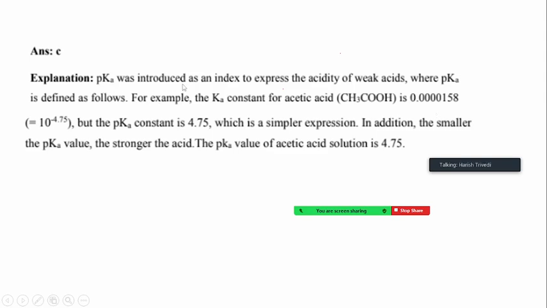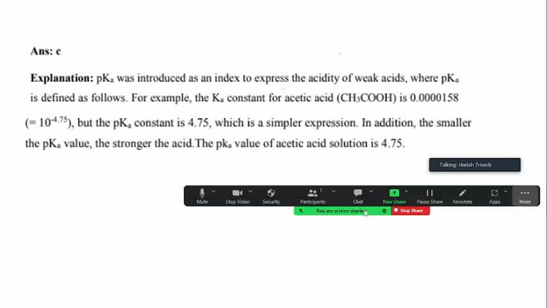So pK was introduced as an index to express acidity of weak acid, where pK is defined as follows. For example, the K constant for acetic acid is this one, which is equal to 10 power minus 4.75. But the pK constant is 4.75, which is a similar equation. In addition, the smaller the pK value, the stronger the acid. If the pK value is smaller, the acid will be stronger. The pK value of acetic acid is 4.75.